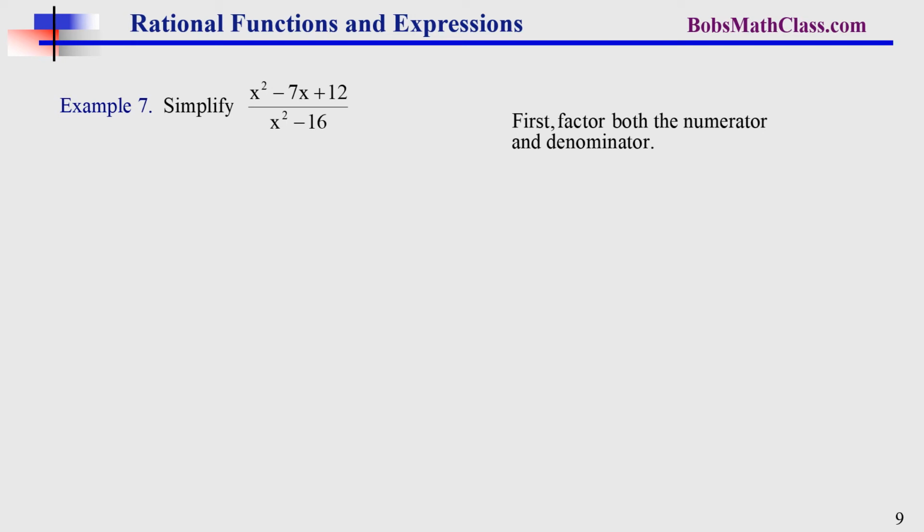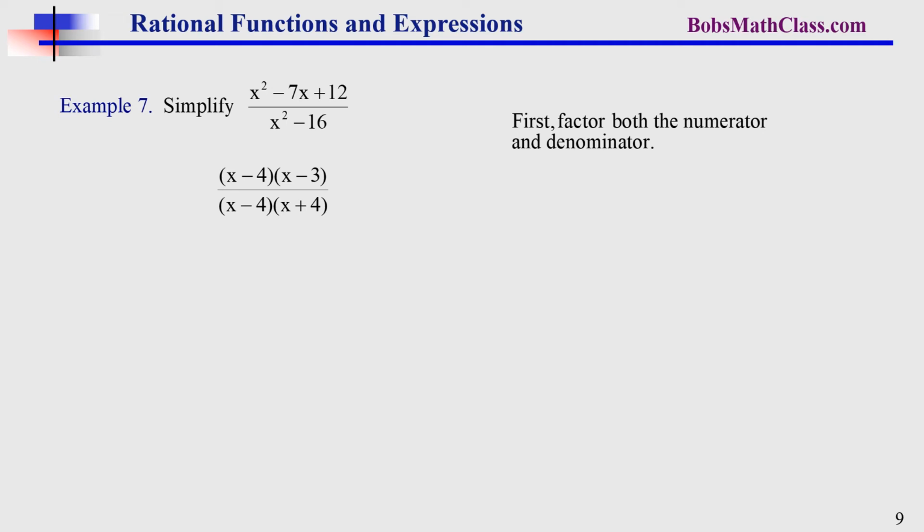So what do we need to do? We need to factor both numerator and denominator. So the top, that factors to x minus 4 times x minus 3. And the bottom, that factors to x minus 4 times x plus 4. You might have wanted to write them separately to work it out. I just kind of put the answer right there. But you might want to put that to the side of the problem.